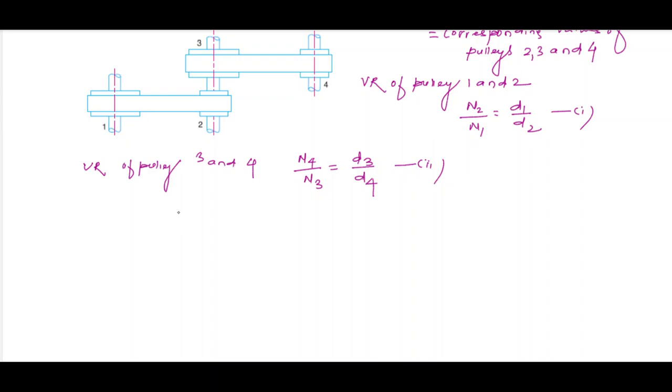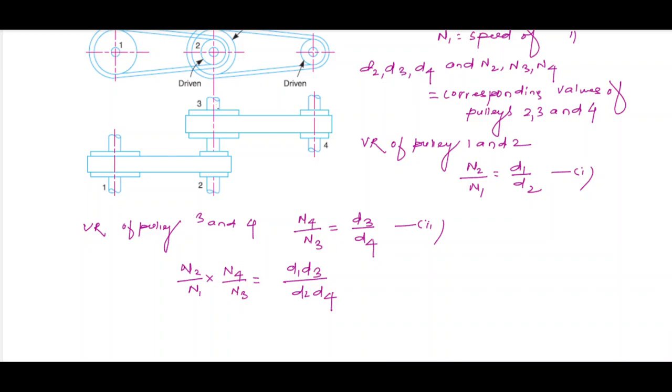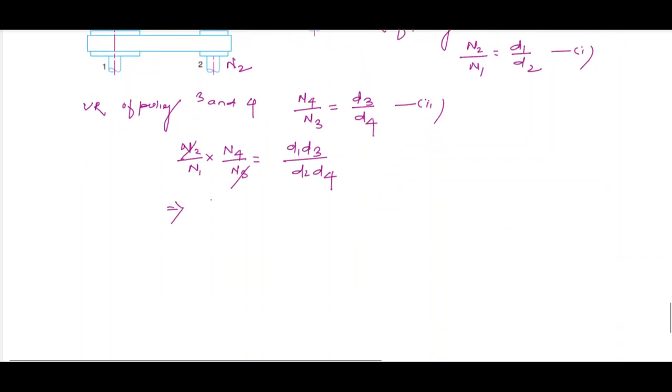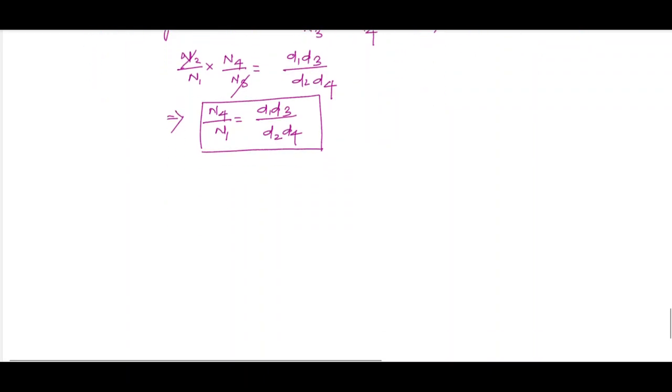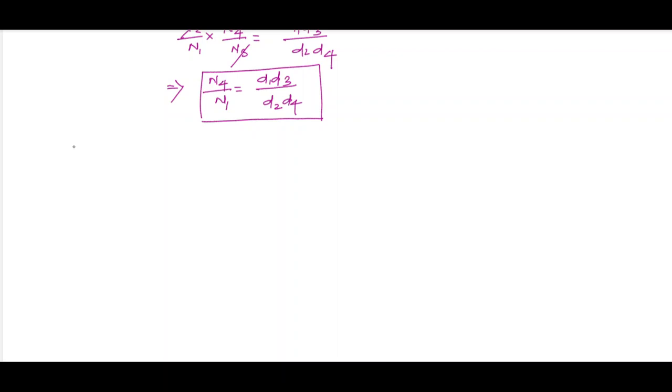Now multiplying these two equations, we can write this as n2 by n1 multiplied with n4 by n3 is equal to d3 divided by d2 times d4. Now this n2 and n3 will be the same, because here you can see they are attached to the same shaft. So this n2 will be equal to n3, so this will cancel out. So it will be n4 by n1 is equal to d1 d3 divided by d2 d4, if there are a total of 4 pulleys. Accordingly it will change.